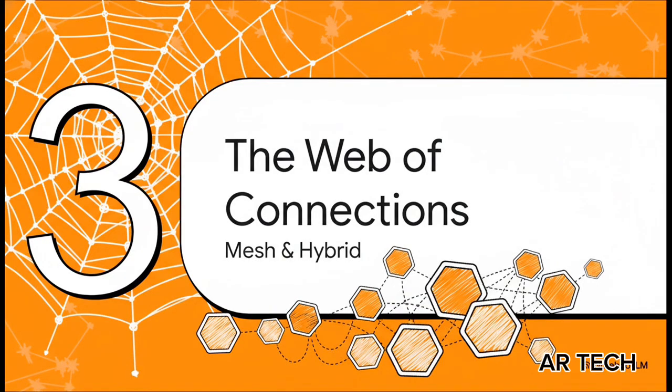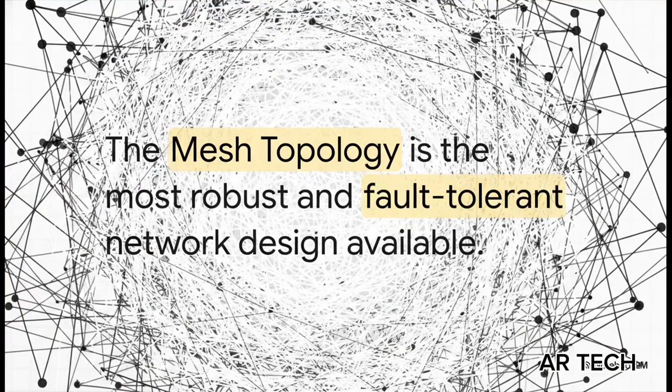But what if a single point of failure just isn't an option? What if you're building something mission critical, like the backbone of the internet or an air traffic control system? For that, you need something with way more resilience. And that's where we get into the really cool stuff, the web of connections with mesh and hybrid topologies. So let's start with the heavyweight champion of reliability, the most fault-tolerant blueprint you can get, the mesh topology.